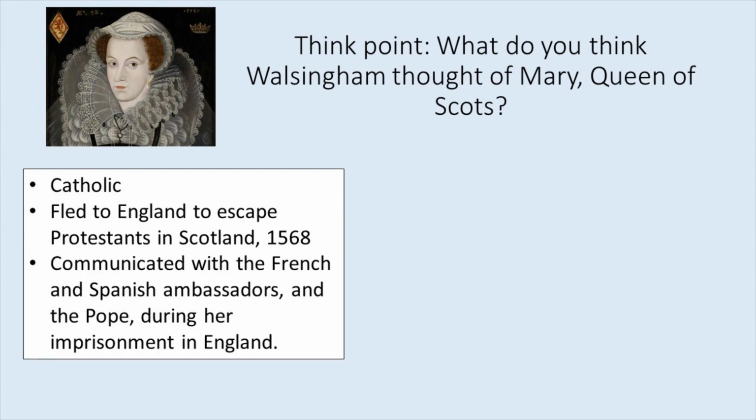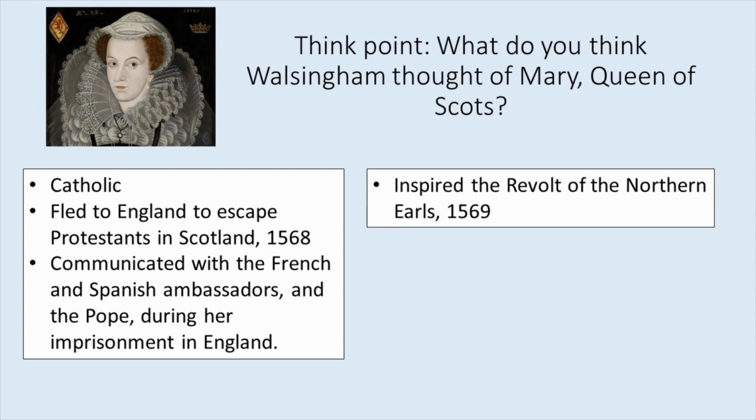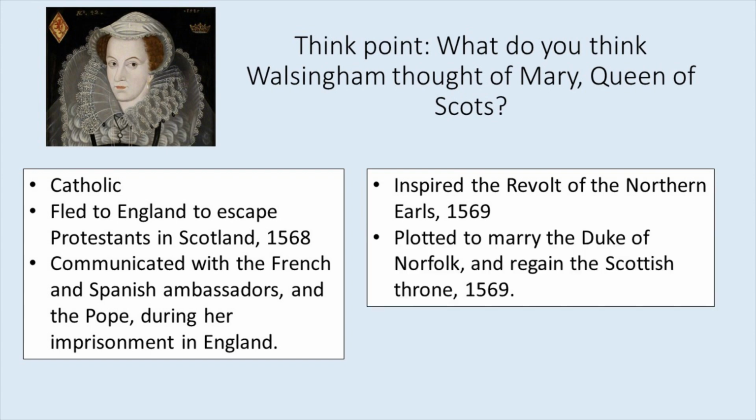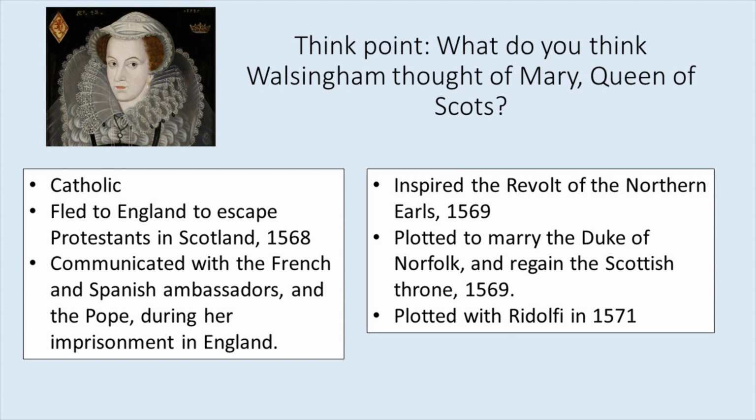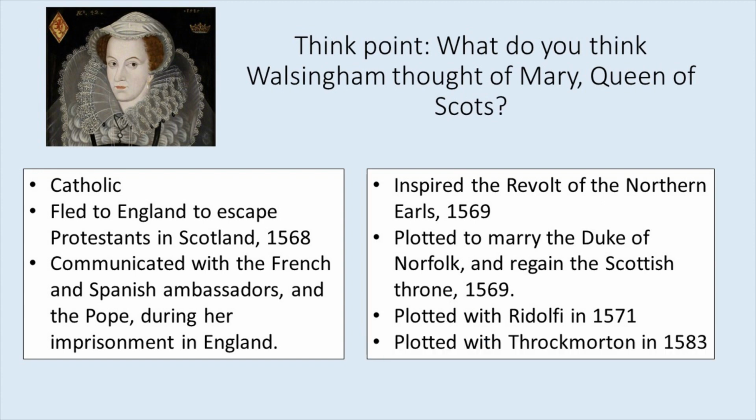Even while she was seeking shelter in England, and even after Elizabeth's excommunication, Mary continued to communicate with the French, Spanish, and even with the Pope. And we know from last week that these were all countries or people that Elizabeth had increasingly worse relationships with. She had been the inspiration for rebellion in 1569, as well as actually being part of the plot. And the revolt of the Northern Earls wasn't the only plot she'd been a part of. She also plotted with Ridolfi in 1571 and Throckmorton in 1583.